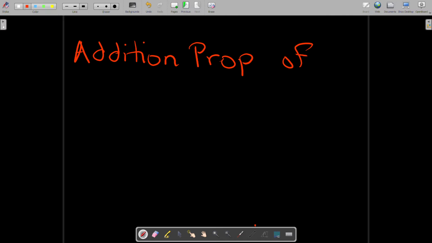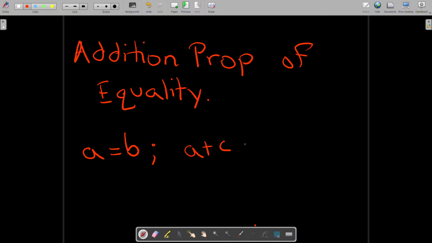So the first algebraic proof we have is the addition property of equality. Now this algebraic proof basically says if A is equal to B, then A plus C has to be equal to B plus C. Now this makes sense.